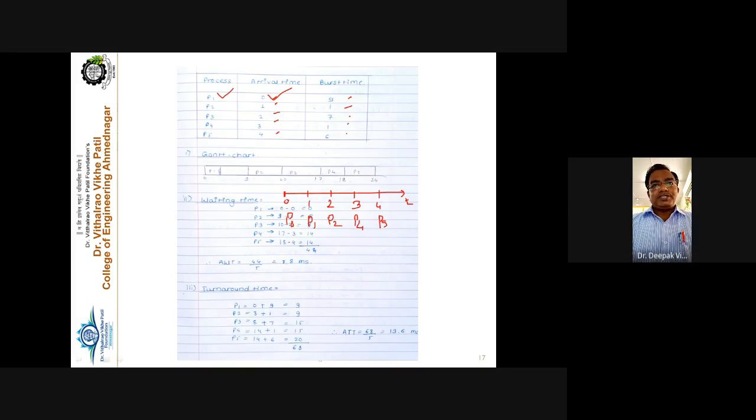The system started at time 0, and at the 0th millisecond only one process, P1, was present. Then after 1 millisecond, process P2 arrived in the system. P3 arrived at 2 milliseconds, P4 arrived at 3 milliseconds, and P5 arrived at 4 milliseconds. This is the scenario.